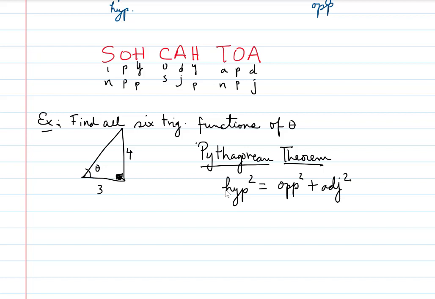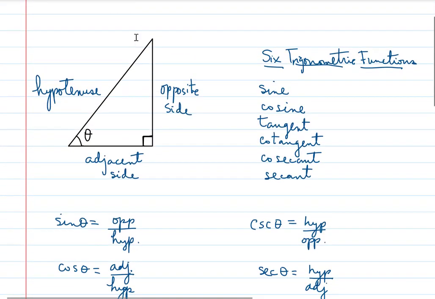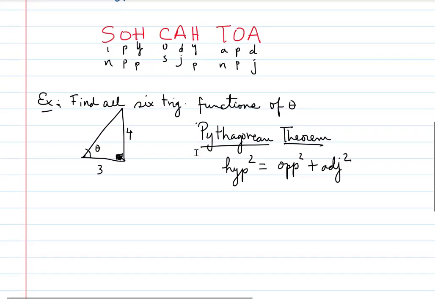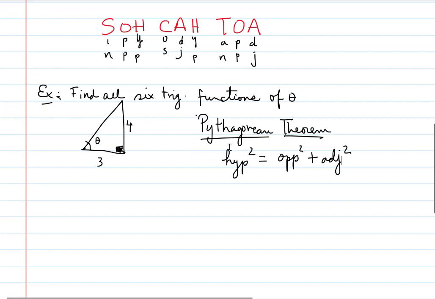Some people remember it as a squared plus b squared is equal to c squared, but we'll have to label which one is c and a and b. So here, going back to our original triangle, with respect to this theta, we have an opposite side, an adjacent side, and a hypotenuse. I'm using that notation here, but that's the Pythagorean theorem.